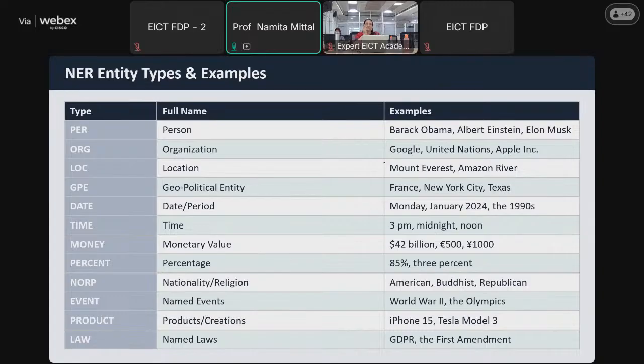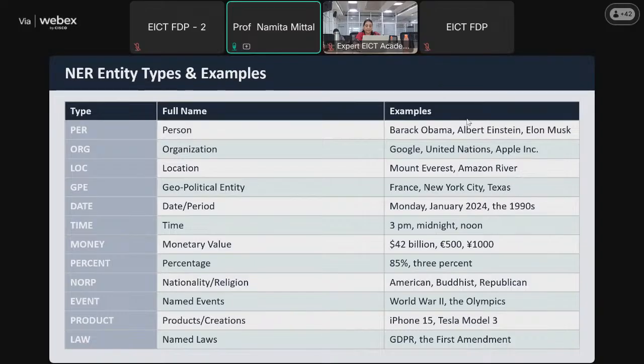So some examples. PER is a person, like Barack Obama, Albert Einstein, Elon Musk, Narendra Modi, Rahul Gandhi, anything. ORG represents organization: Google, Apple, and many more. LOC is location: Mount Everest, Amazon River. GPE is a geopolitical entity. France may be a location name, but somehow it is considered under GPE. New York City, Texas. In which geography they are situated.